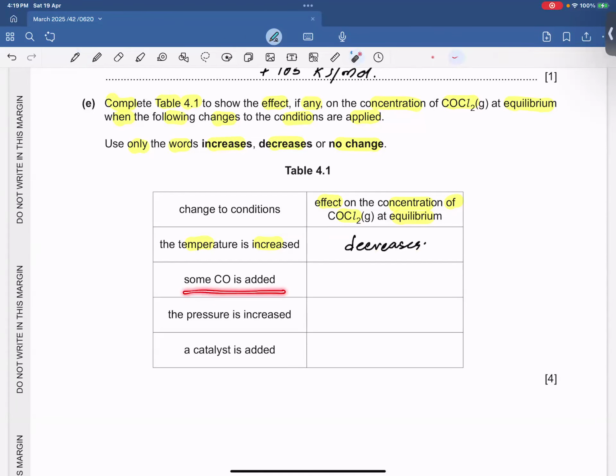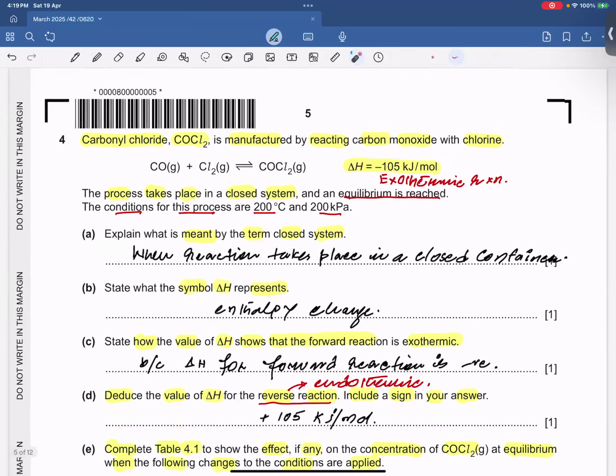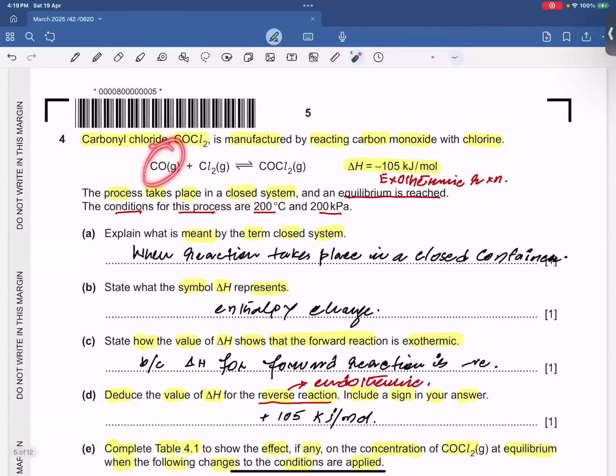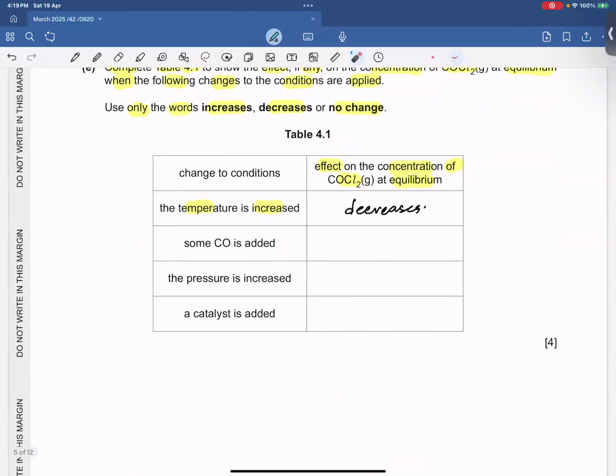Some carbon monoxide is added. So if I add carbon monoxide, obviously the concentration of CO increases. This favors the equilibrium towards the right-hand side, and obviously COCl2 concentration increases.